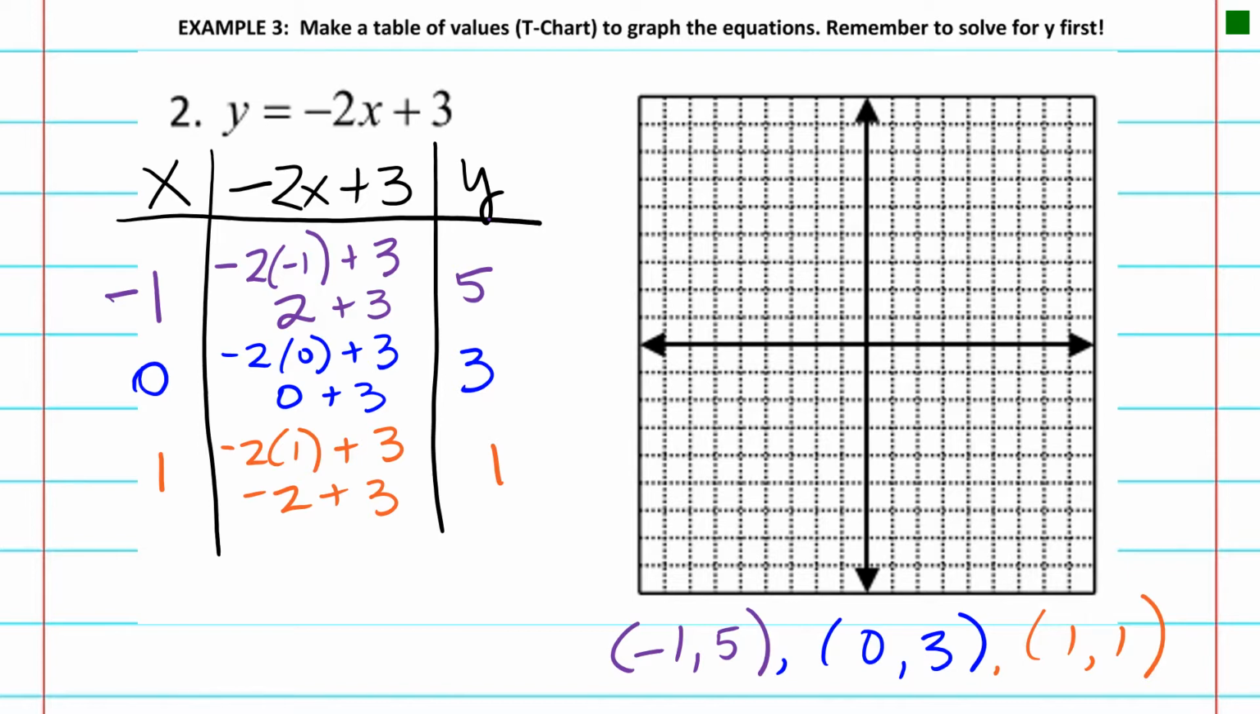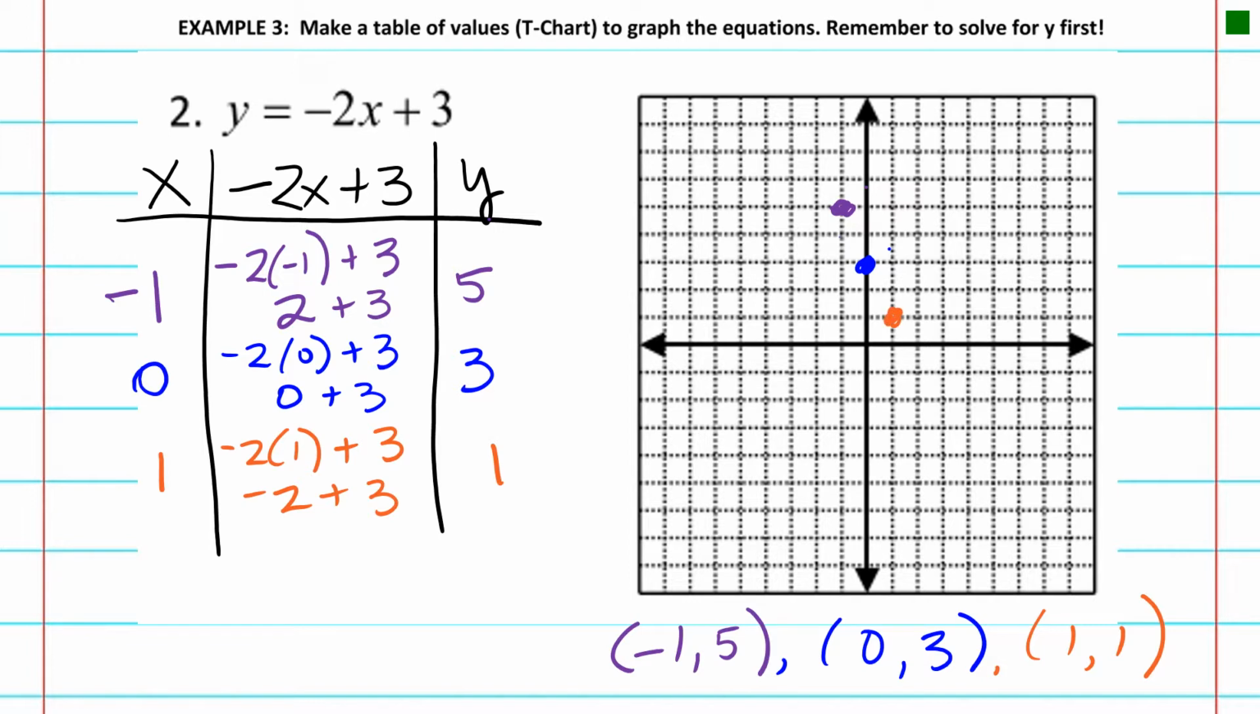So I'm going to graph these 3 ordered pairs. I'm going to start with my negative 1, 5. So I'm going to go to the left 1 and up 5. Moving on to 0, 3. I'm not going to go right or left, but I'm going to go up 3. Then I have 1, 1. I'm going to go right 1 and up 1.